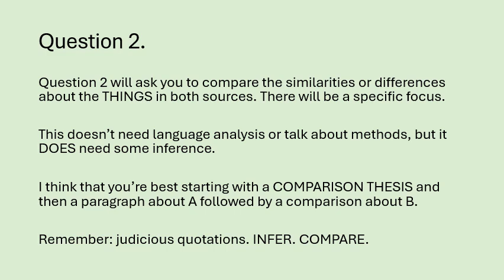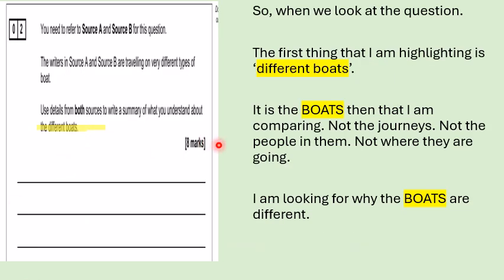In question 2, we're going to be asked to compare similarities and or differences about things in both the sources. It's a specific focus. Really importantly, it doesn't need language analysis or methods, but it does need some inference. Remember, I said to you that you best start with a comparison thesis and then a paragraph about A followed by B, and just remember, infer, compare. So let's have a look at this. The writers in source A and source B are travelling on different types of boats. Use details from both sources to write a summary of what you understand about the different boats.